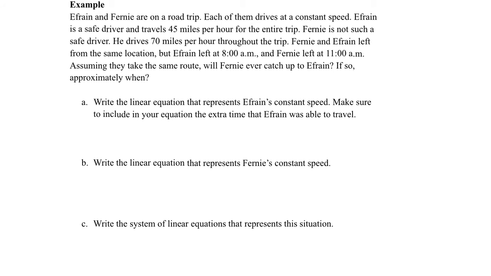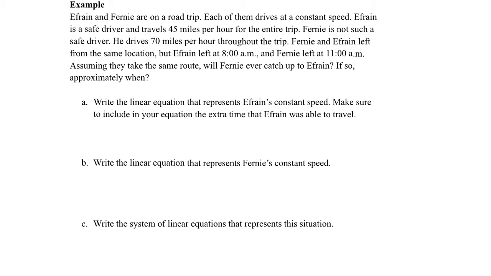So let's look at an example here. We have Ephraim and Fernie on a road trip. Each of them drives at a constant speed. Ephraim is a safe driver and travels 45 miles per hour for the entire trip. Fernie is not such a safe driver. He drives 70 miles per hour throughout the trip. Fernie and Ephraim left from the same location, but Ephraim left at 8 a.m. and Fernie left at 11 a.m. Assuming they take the same route, will Fernie ever catch up to Ephraim? If so, approximately when?